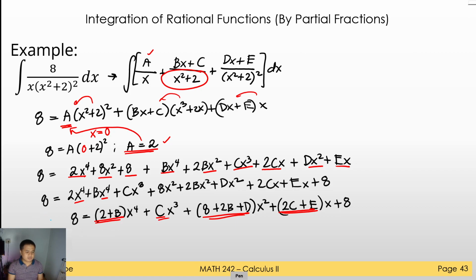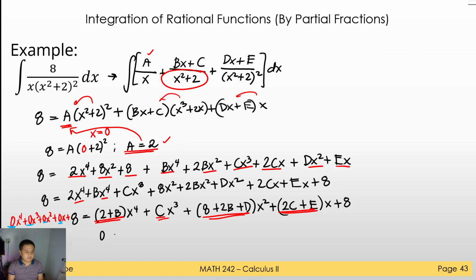Since we do not have an x to the fourth here on the left-hand side, this will be just 0. So you have here 0x to the fourth, and then 0x cubed plus 0x squared plus 0x plus 8. So basically, what we are doing here is equating the coefficients. That is the technique.